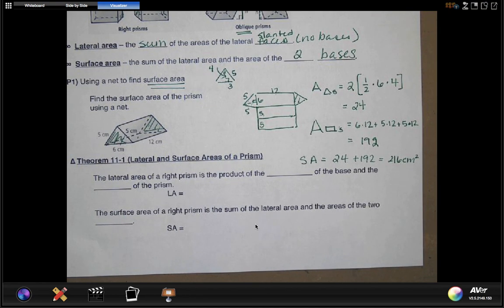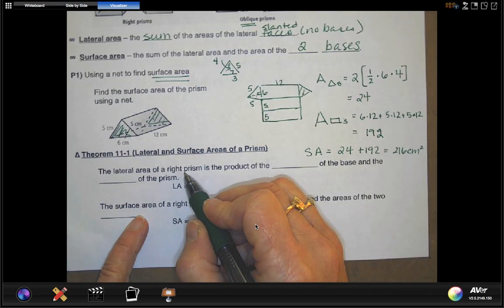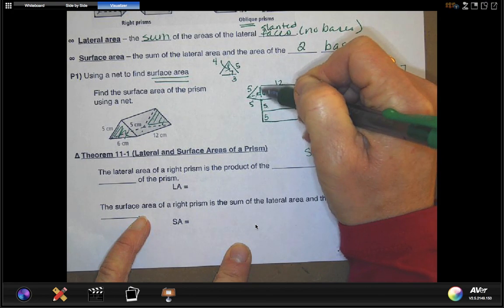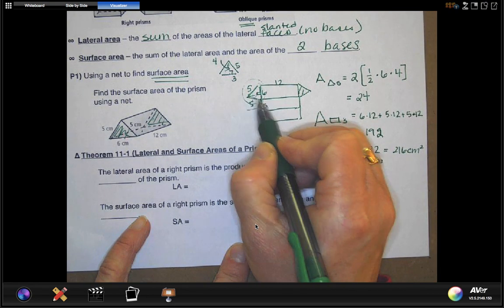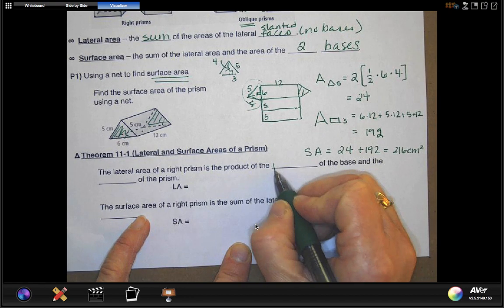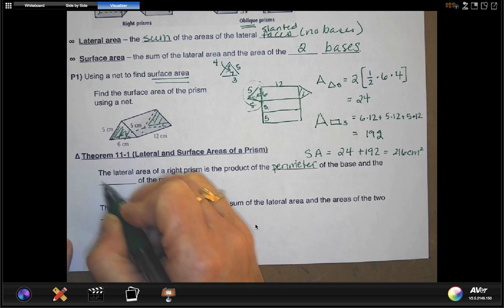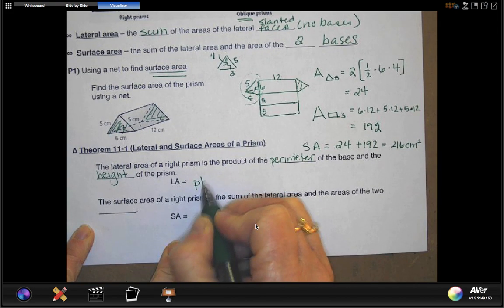All right, the lateral area. If I wanted to find the area of everything but without the bases, what I would do here is I would just be finding the area of the rectangles. So if you think about this, I have one big rectangle right here with the side that's 6 plus 5 plus 5. So that is just the perimeter of that triangle. So the lateral area of a right prism is the product of the perimeter of the base and the height of the prism. So it's just the perimeter times the height.